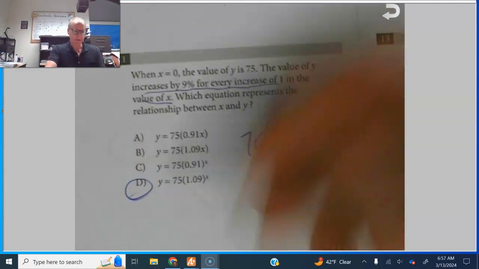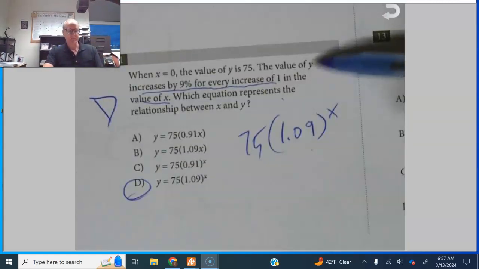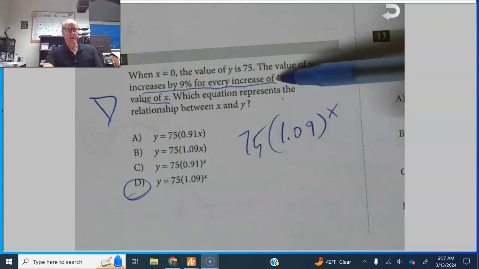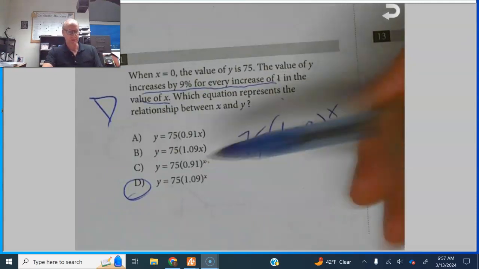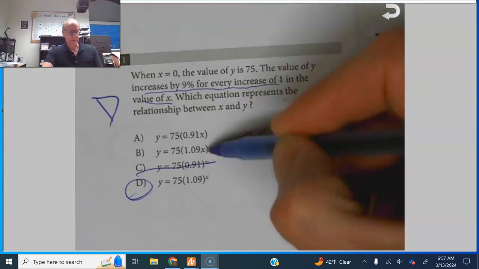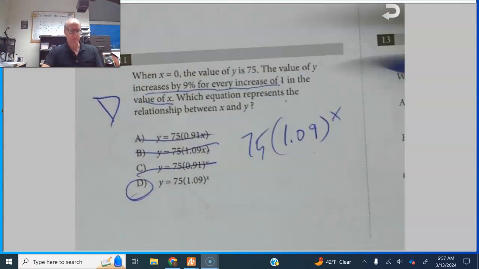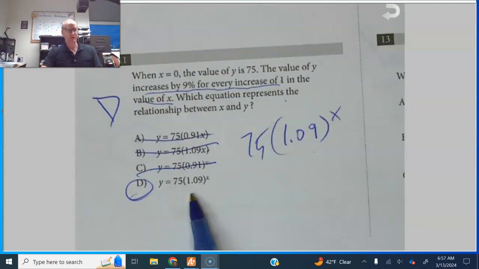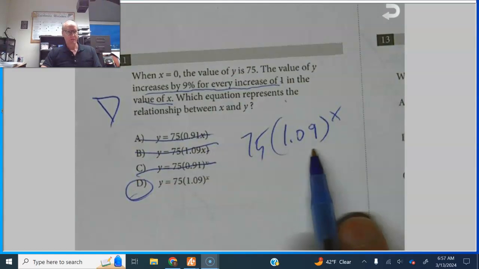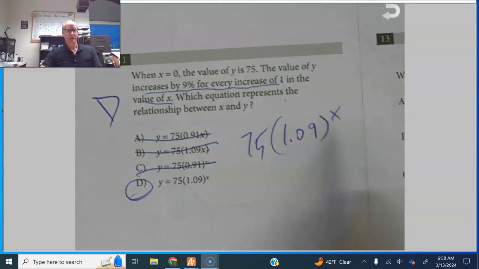Yep, D. Now, if it said it was declining, then we would use this one. This would be exponential decay. This one's not even an exponential, and neither is this one. This is exponential increase of 9% every time.